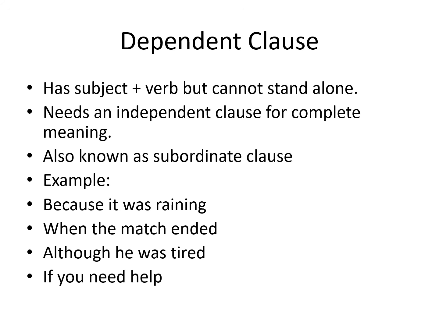A dependent clause also has a subject plus verb, but it cannot stand alone. A dependent clause needs an independent clause for complete meaning. It is also known as a subordinate clause. So we can say that a dependent clause is an incomplete sentence. It conveys an incomplete message and it needs an independent clause or other parts of the sentence to complete the meaning. A dependent clause needs another clause in order to create a complete meaning. These are the examples of dependent clauses.